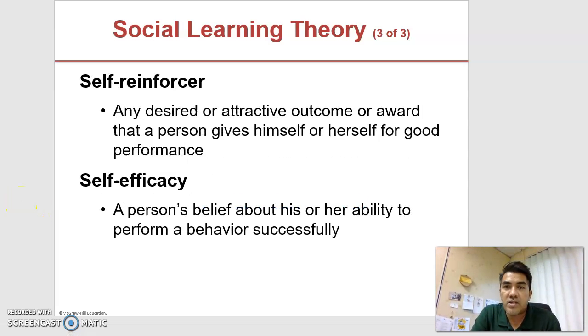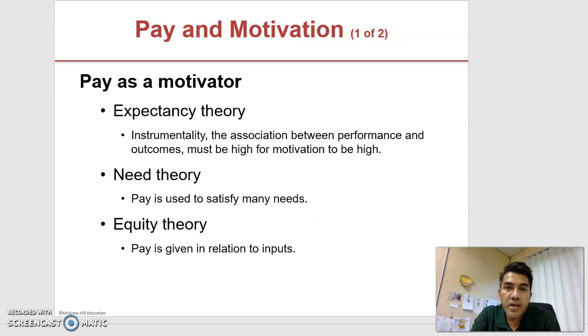Self-reinforcer: any desired or attractive outcome or reward that a person gives himself or herself for good performance. You give yourself a treat every time you perform a particular goal, every time you are able to achieve a particular target. And then self-efficacy is a person's belief about his or her ability to perform a behavior successfully.